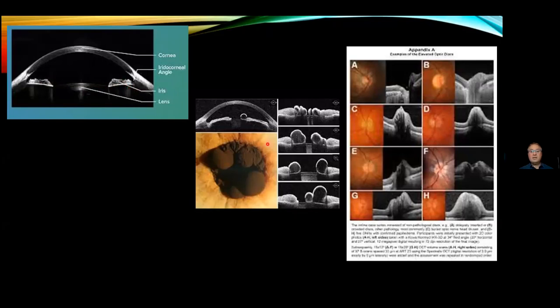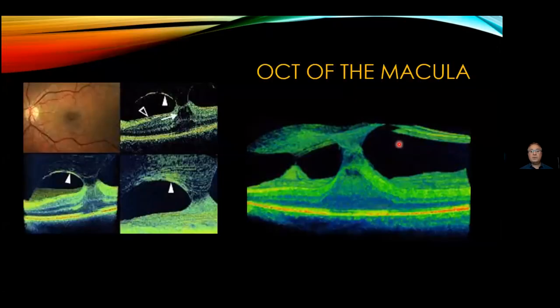Now, you can see on the next slide there in the middle, where the OCT was used to image some iris cysts. And for those of you that have machines, you also know that we can image the optic nerve, looking at a normal optic nerve, optic swelling, and a couple of other things. But as I mentioned, we're going to focus on the macula tonight.